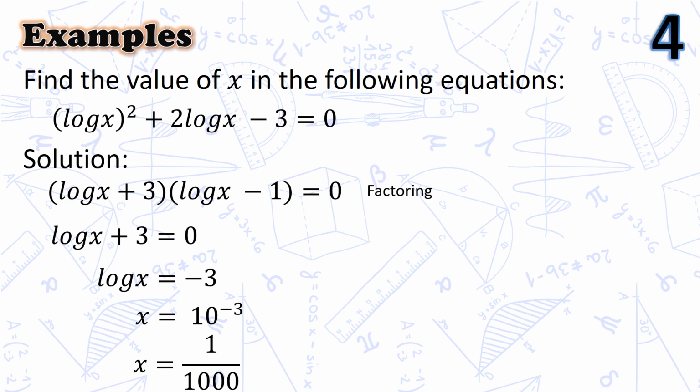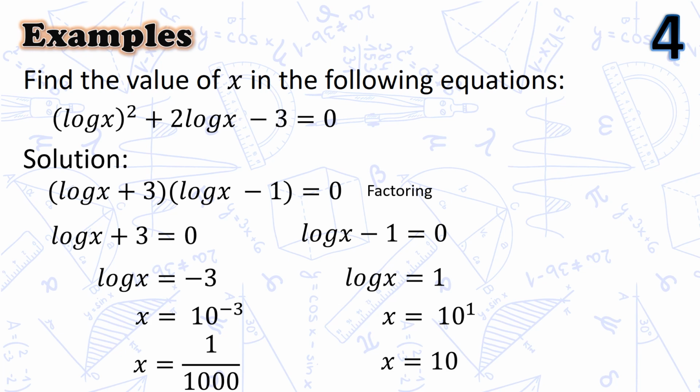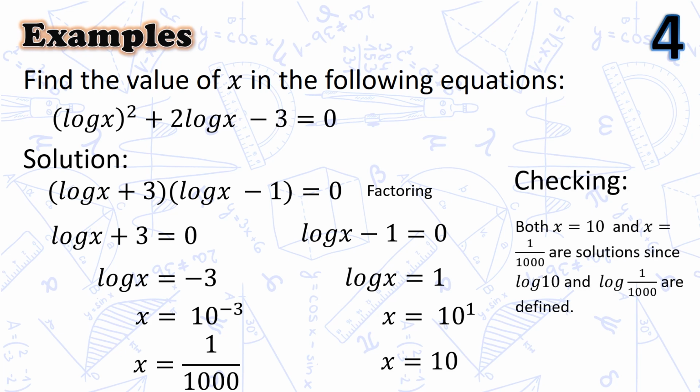The other factor, logarithm of x minus 1 equals 0. Add 1 to both sides. That's logarithm of x equals 1. Then, by exponential form, we have x is equal to 10 raised to 1 and x is equal to 10. Checking our solution, we will see that both 10 and 1 over 1000 are solutions, since if we substitute these to x in the original equation, logarithm of 10 and logarithm of 1 over 1000 are defined.